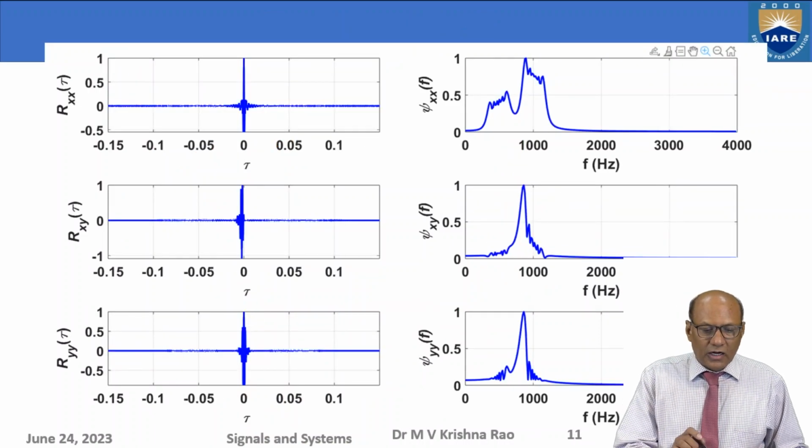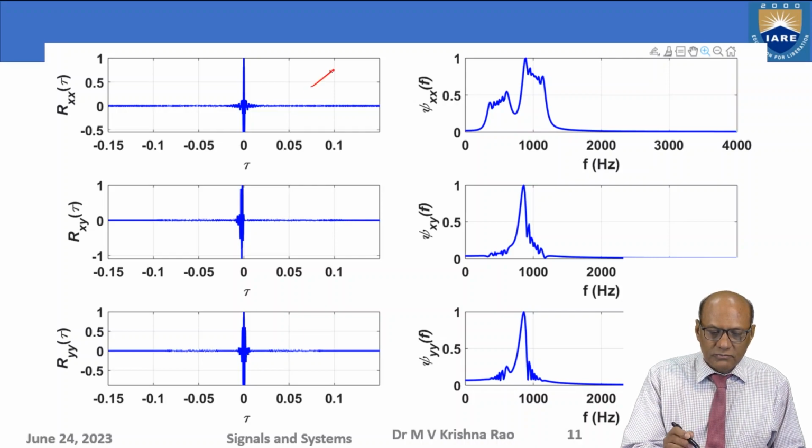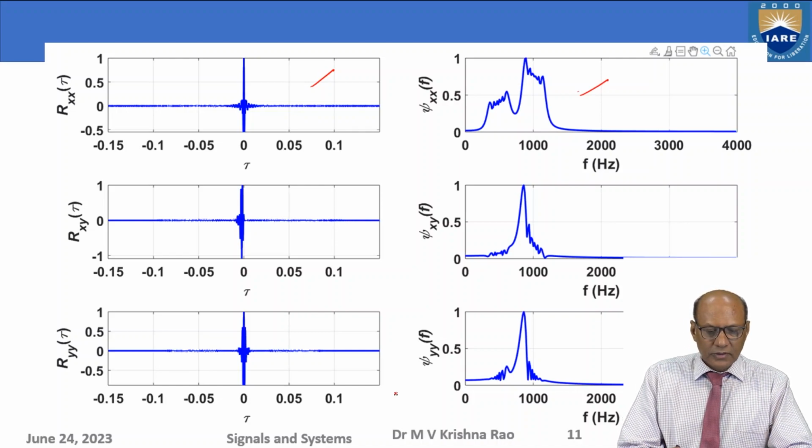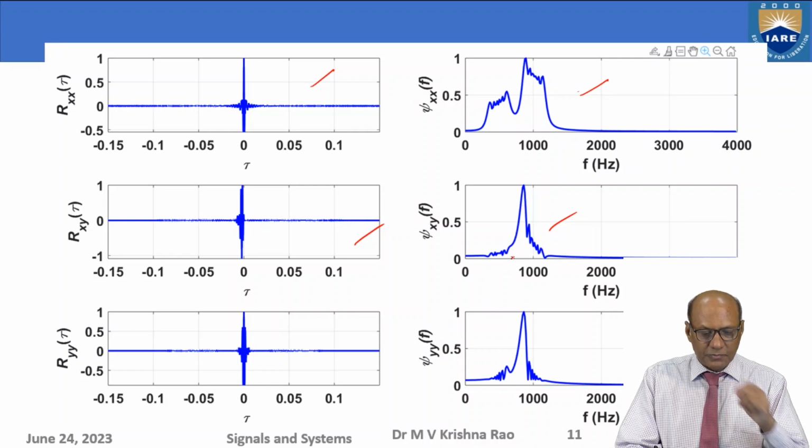Now, if you see the autocorrelation function of this, it is the same. Energy spectral density. Now, the cross spectral density is peaking at this point. So this is peaking at this point. So what will I get?